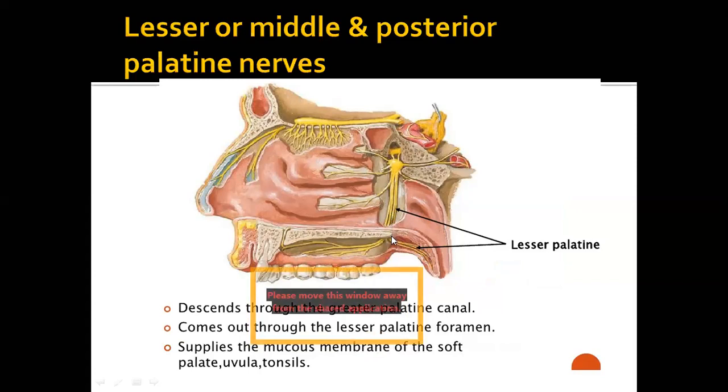So it also descends through the greater palatine canal and comes out through the lesser palatine foramen. It supplies the mucous membrane of the soft palate here, then the uvula and the tonsil, which is located here. The greater palatine now supplies the mucous membrane of the hard palate and the surrounding gums, through a branch to the nasal cavity. It supplies the inferior part of the lateral wall of the nose. The lesser palatine supplies the mucous membrane of the soft palate, uvula and the tonsil.